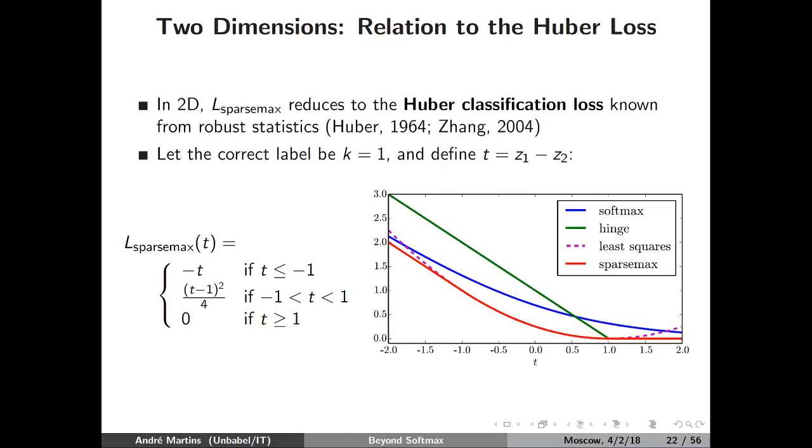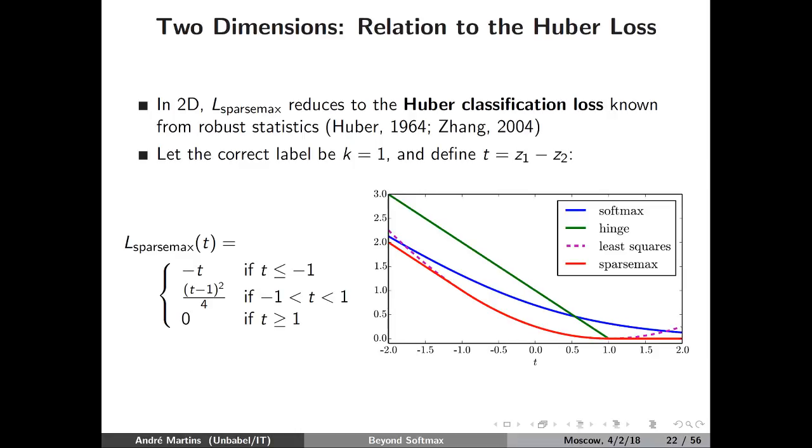It's a piecewise quadratic function. Between -1 and 1 it's quadratic, so there is some curvature here, and then after 1 and below -1, it's linearized, so this becomes linear. So the Sparsemax in 2 dimensions basically reduces to the Huber loss. And by comparison, if you look at the softmax, it's the blue line here.